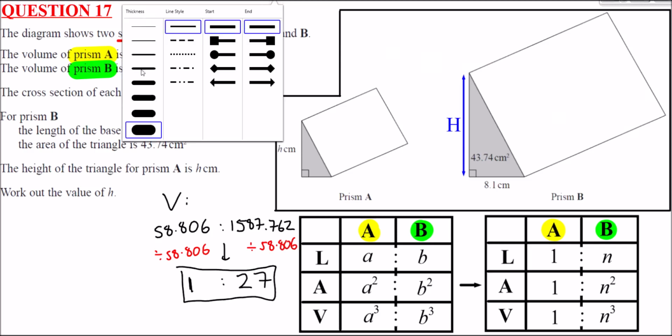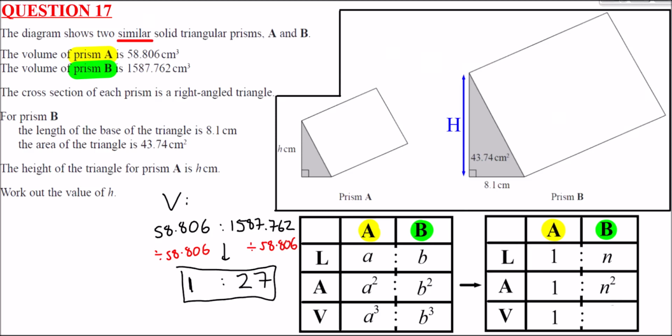So what we can do here, we can actually adapt this. So our n cubed is 27. But n cubed, if n cubed was 27, that tells us that the n must be 3. So this n we can replace with 3, and this n squared we can replace with 3 squared, which is 9. So therefore, the length ratio is 1 to 3, the area ratio is 1 to 9.